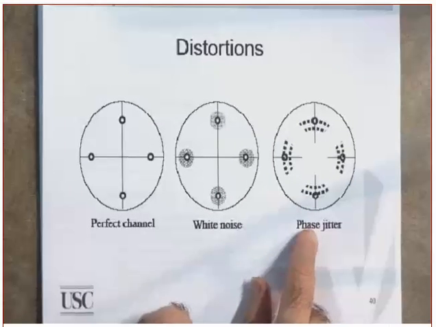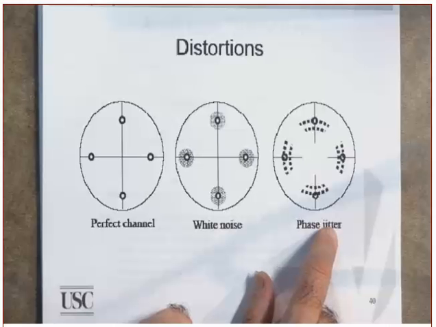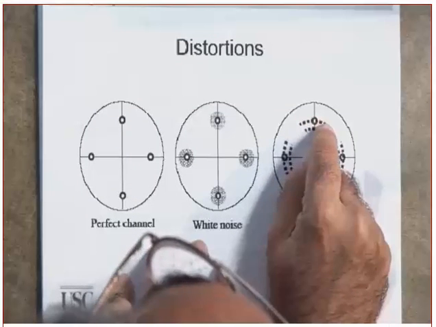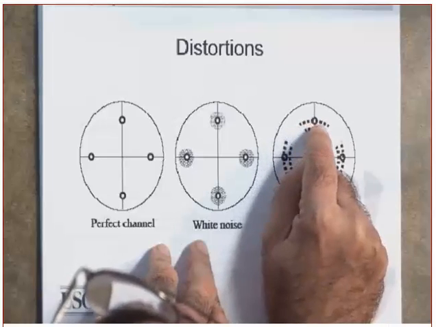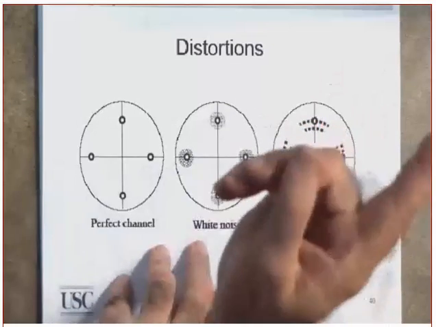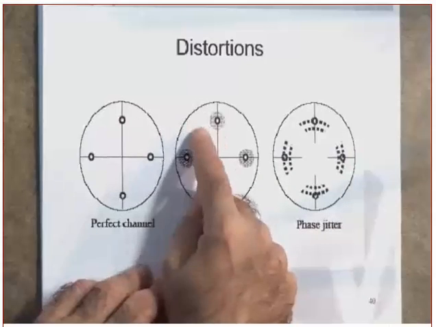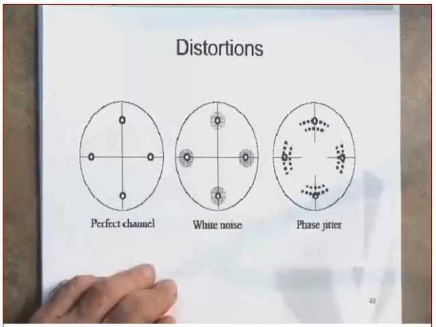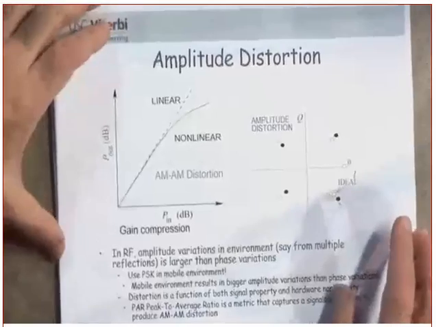Can you show me the phase jitter? Phase jitter means there are fluctuations in the phase. You see, it's going this way here. The magnitude did not change. It's only the phase, because it's going around the circle. We call it a phase jitter. And the white noise is in all directions. This one is in all directions. This is just around the circle. Clear? Okay.